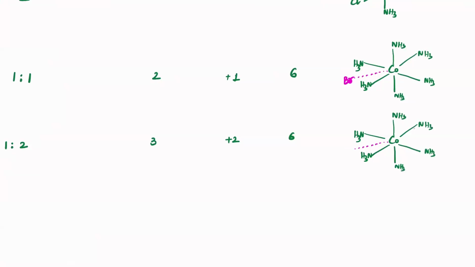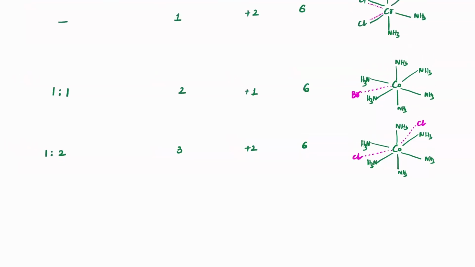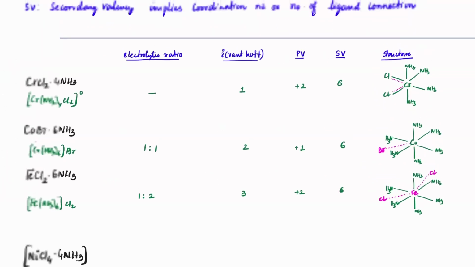Which means we will have 2 connections like this. So one chlorine here and one chlorine here. So this will be the structure. And at the center, we have iron. That's it. This is the structure.